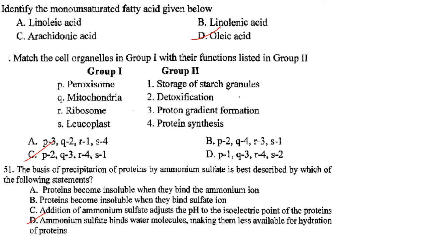Ribosome is for protein synthesis, R4, and leucoplast are for storage of starch granules. So answer is option C, that is P2, Q3, R4, S1.